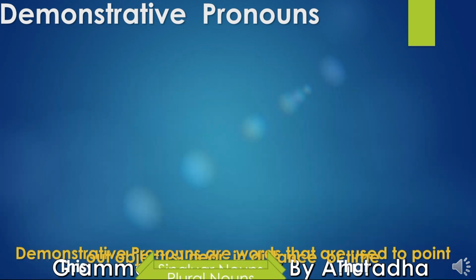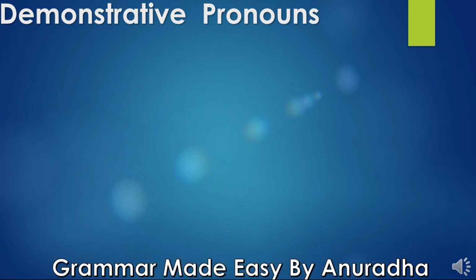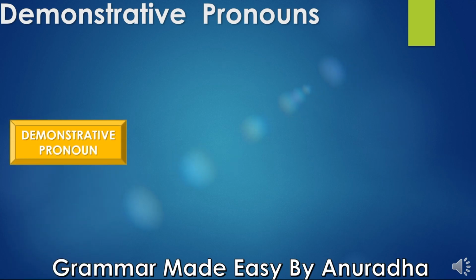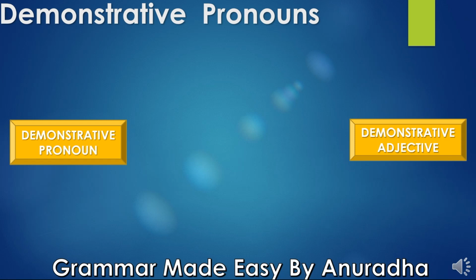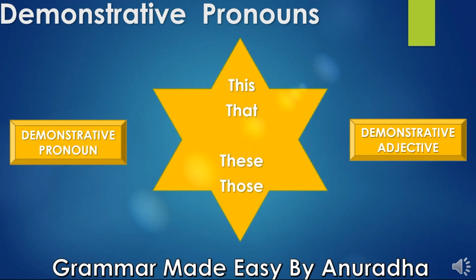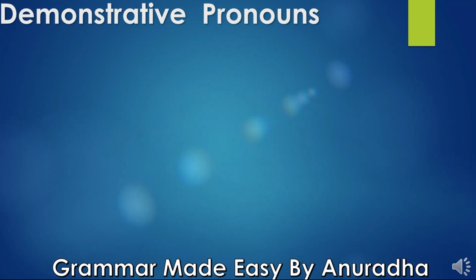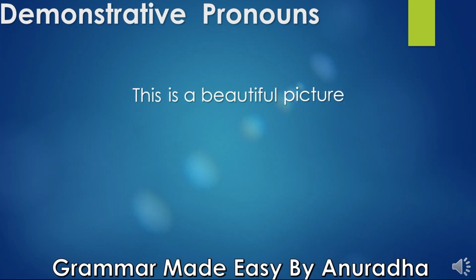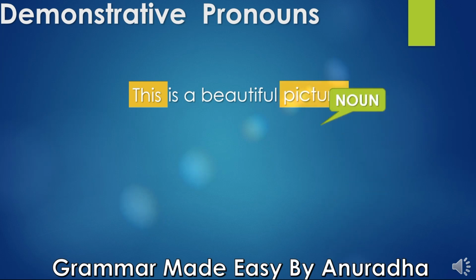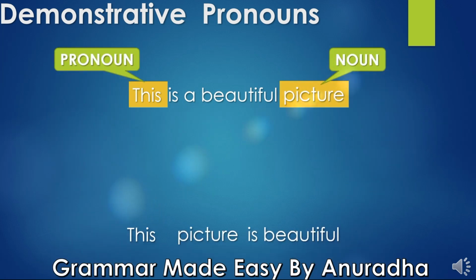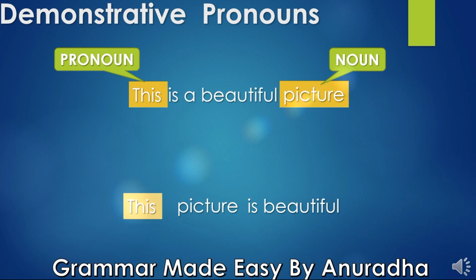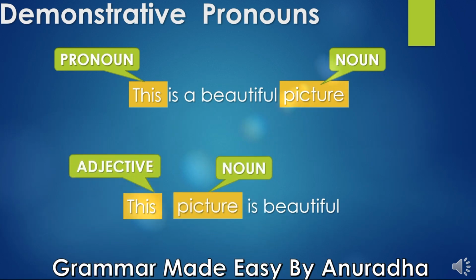Now I have yet another thing that I want to discuss with you, that there is a considerable difference between demonstrative pronoun and demonstrative adjective. The words this, that, these, those can be used both as demonstrative pronouns and demonstrative adjectives. For example, if I say, this is a beautiful picture, here, this stands for the noun picture. Therefore, it's a pronoun. This picture is beautiful. Here, this qualifies the noun picture and hence it's an adjective.